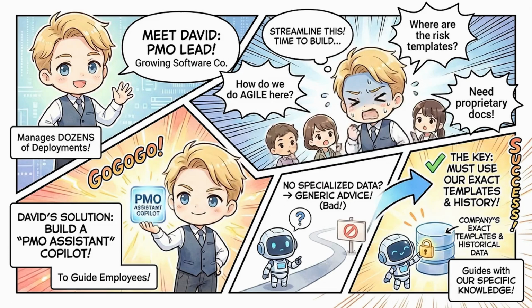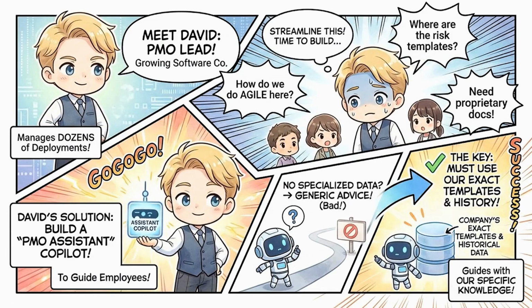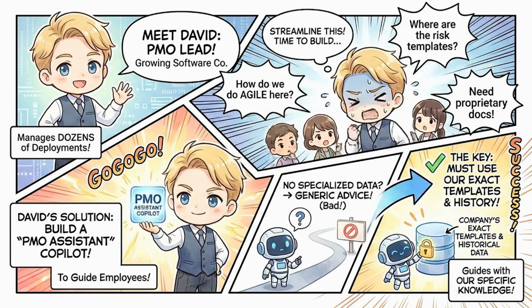Consider David, a project management office lead at a rapidly growing software company. David's team manages dozens of concurrent enterprise deployments. New project managers constantly ask where to find correct templates for risk registers, or how to follow the company's proprietary, highly specific agile methodology. To streamline this, David decides to build a PMO assistant Copilot agent.